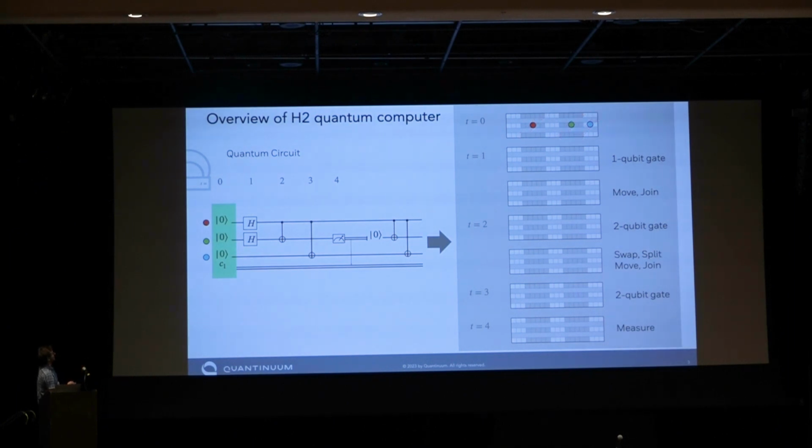Then, in order to step forward in the circuit and apply single-qubit gates, it's important that the qubits be located in these gray shaded regions, which are specific gating zones in the trap where lasers are focused in order to do the quantum gates. And then if you look forward in the circuit and see that you need to gate qubits 1 and 2, they need to be next to each other.